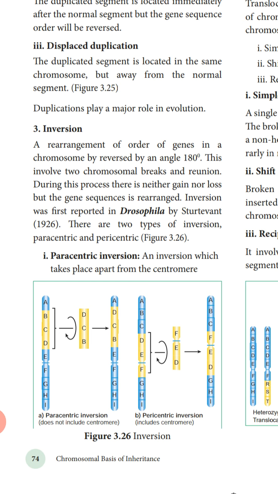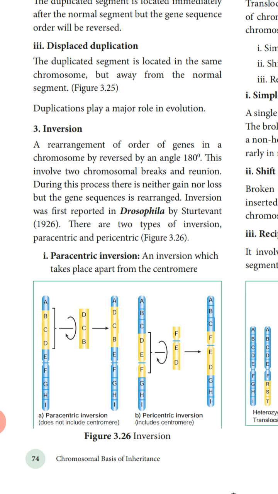There are two types of inversions, paracentric and pericentric. What is paracentric? An inversion which takes place apart from the centromere. So here you can see again in this figure itself, 3.26, the segment which is getting inverted by an angle of 180 degrees. In this, the centromere is not involved. Centromere is present after E. In the normal chromosome, A, B, C, D, E, after E is the centromere, and then F, G, H, I. So here the segment of the chromosome which is getting inverted, in that the centromere is not involved.